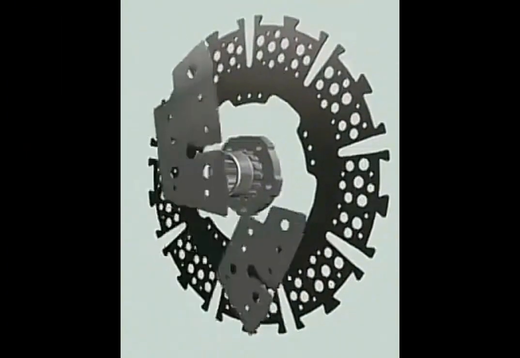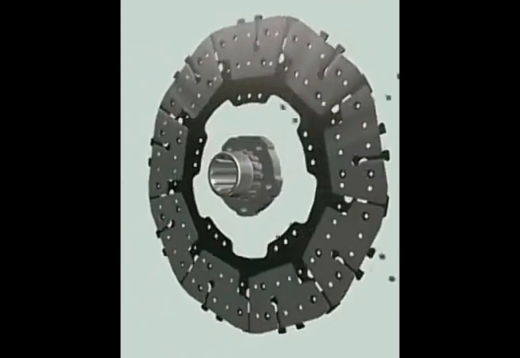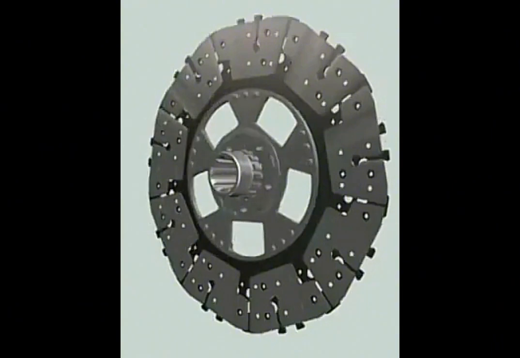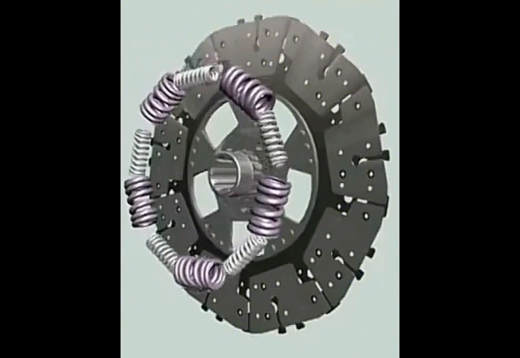A clutch is a mechanical device used in the transmission system of a vehicle. It engages and disengages the transmission system from the engine. It is fixed between the engine and the transmission.